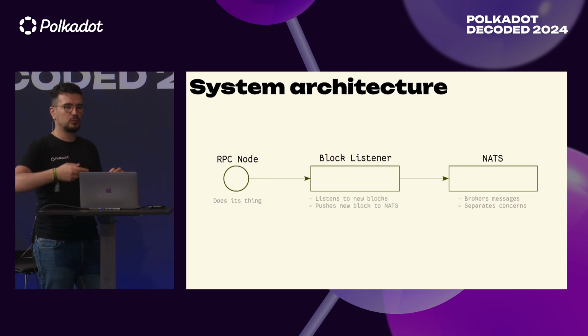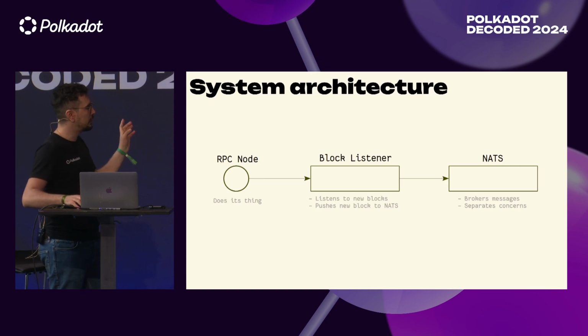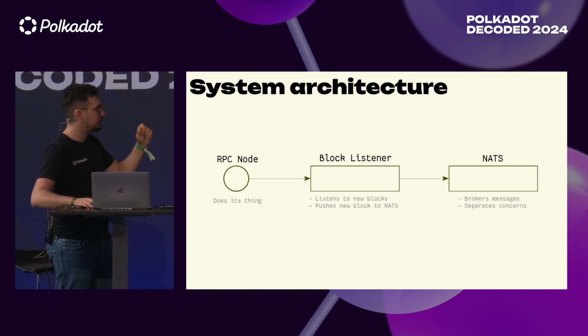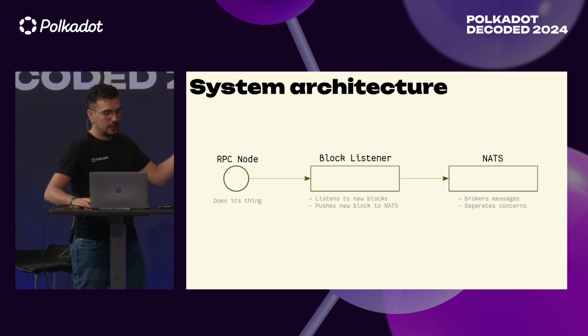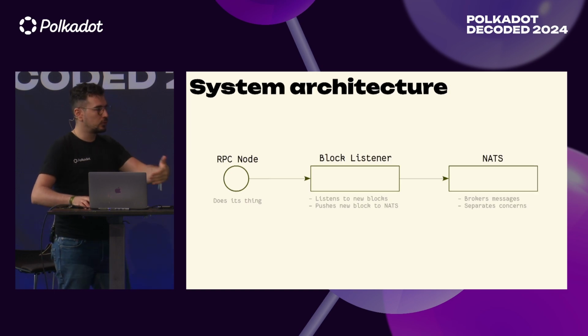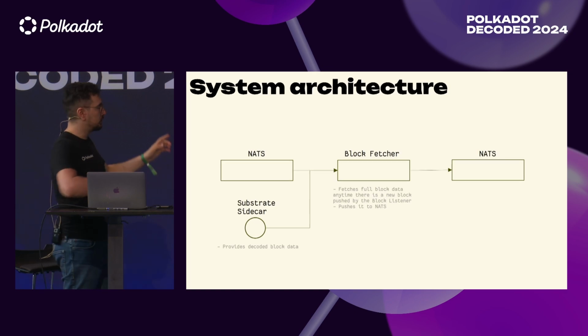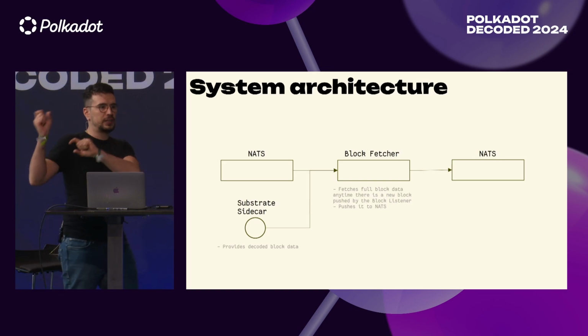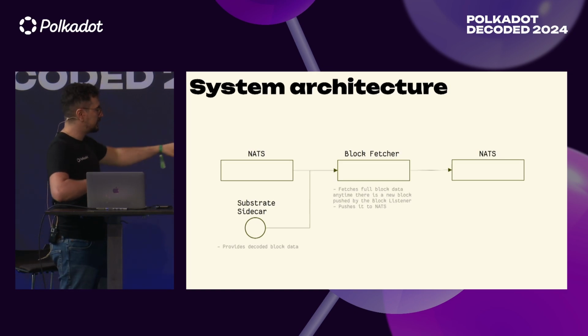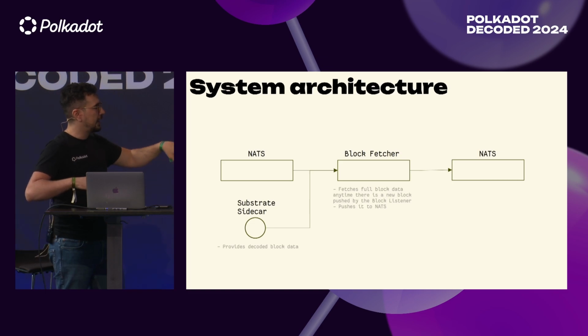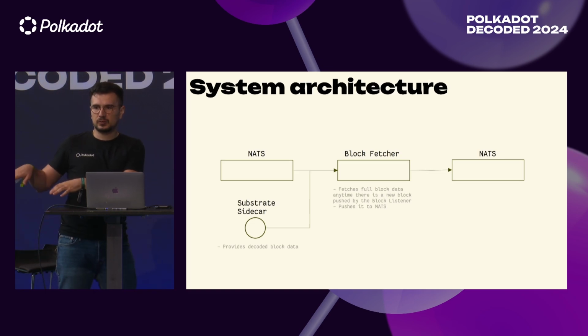And every time there's a new block, send a signal to NUTS. Every time there's a new block produced by a blockchain, essentially, NUTS would get it and will push it down further to another subscriber that would do something with that information. What we can extend after that on the right, so whenever there's a new signal, a block fetcher service would get the data from the substrate sidecar and push the decoded data down to NUTS.